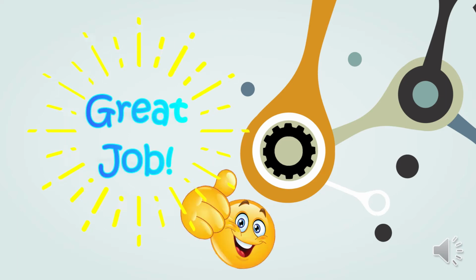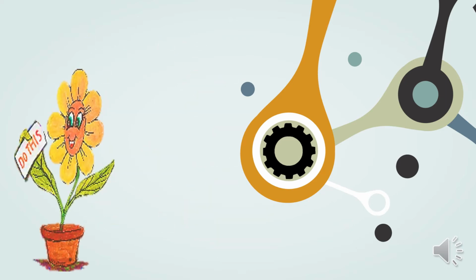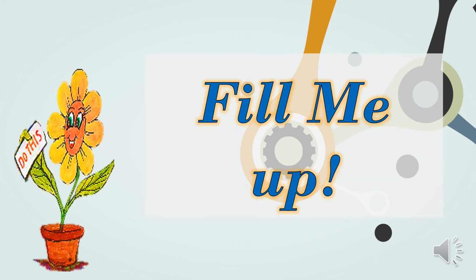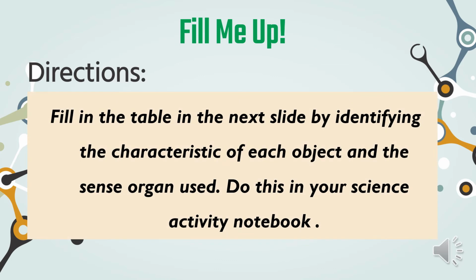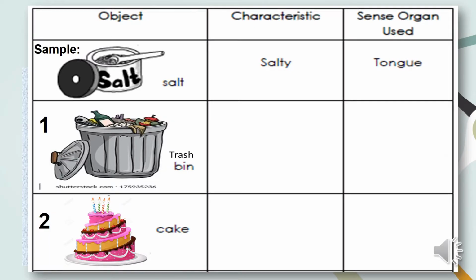Great job, learners! Let's now proceed with the first activity entitled Fill Me Up! Directions. Fill in the table in the next slide by identifying the characteristic of each object and the sense organ used. Do this in your science activity notebook. The first object is given as a sample. The characteristic of salt is salty and the sense organ used is the tongue.